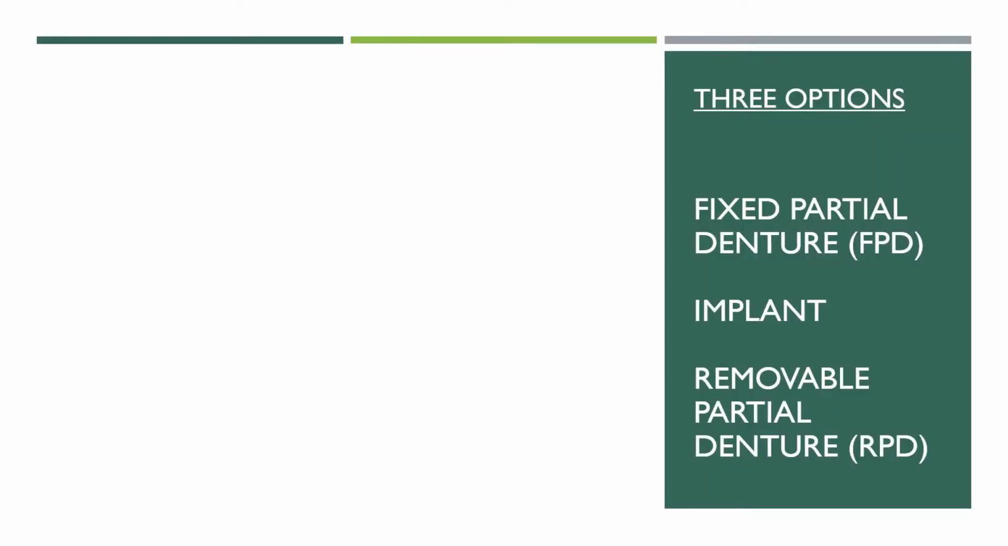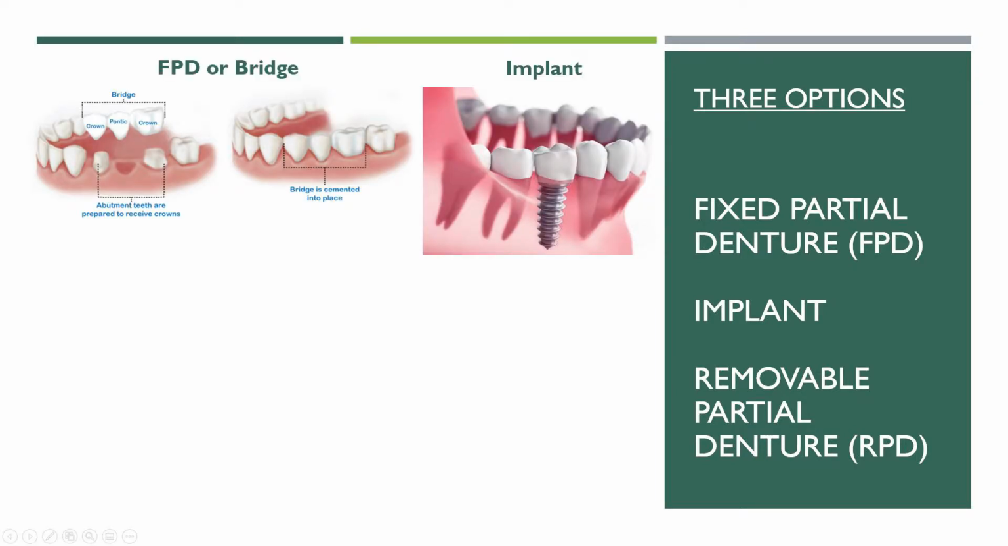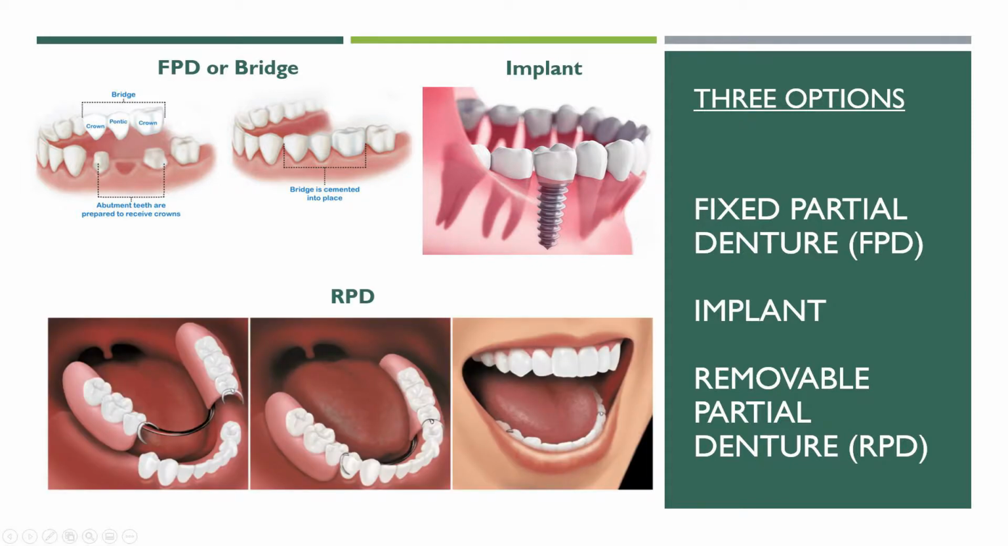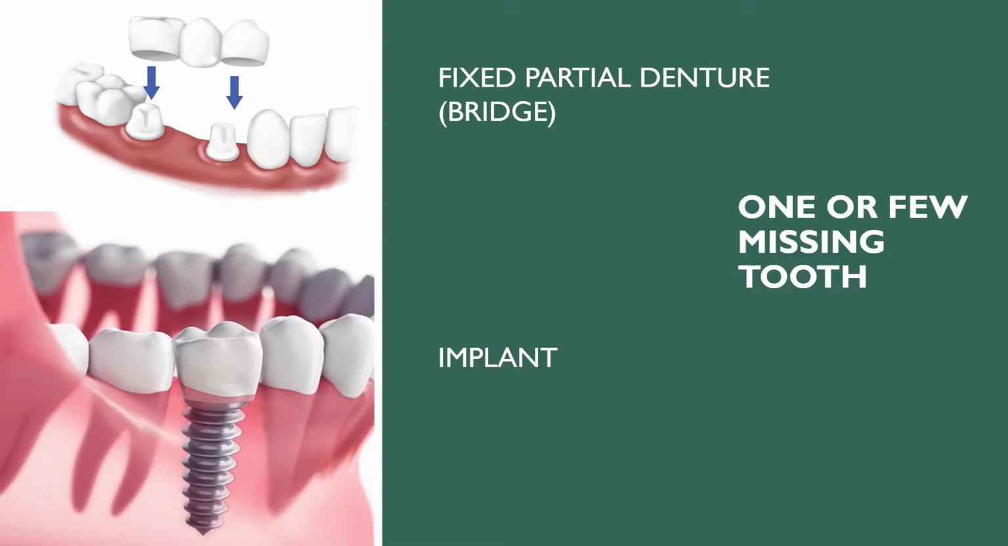We will be discussing the three main options for treating some missing teeth, and they are a fixed partial denture or FPD, an implant restoration, or a removable partial denture or RPD. When patients lose one tooth, replacement of this tooth is ideal through an implant restoration or a fixed partial denture, which is also known as a bridge.